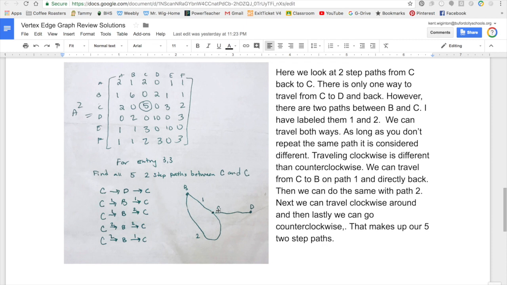C to D, there's only one way to do it. But to go from C to B, I could go from C to B using the first path and then back. And of course, I can do the same thing with the second path. I can go from C down to B, and then back on that path. But then I have 2 options. What if I went around in a circle, went from 1 to 2 or 2 to 1? And so these are the 2 different ones where I'm going in a clockwise fashion when I go 1 to 2, or counterclockwise when I go from 2 to 1.